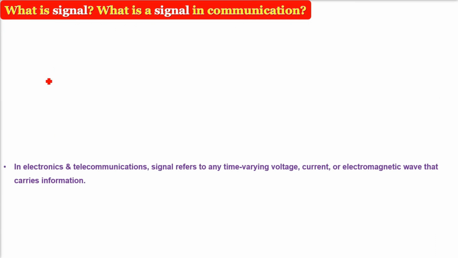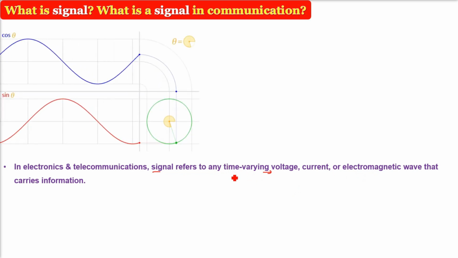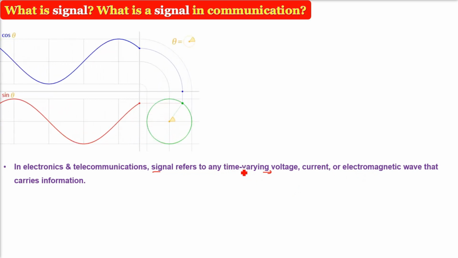Now coming to electronics and telecommunication, signal refers to any time varying voltage. Now this is very important. What is time varying voltage? Or a current or an electromagnetic wave that carries the information, that carries your gesture, that carries your message. Okay, what does it mean, time varying voltage?